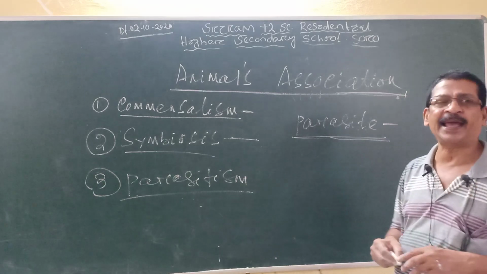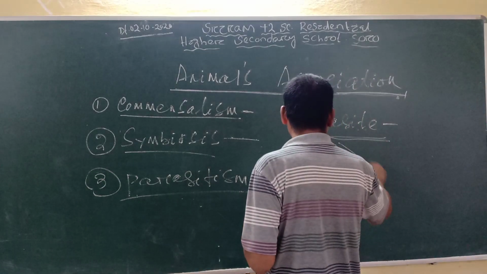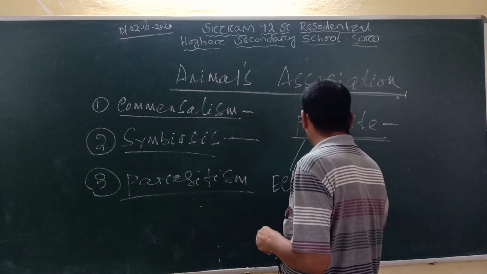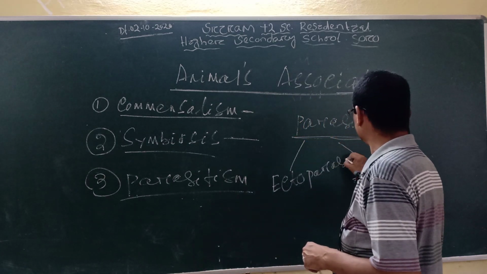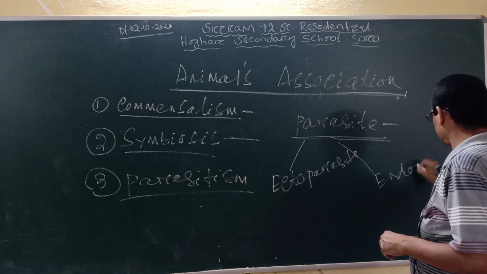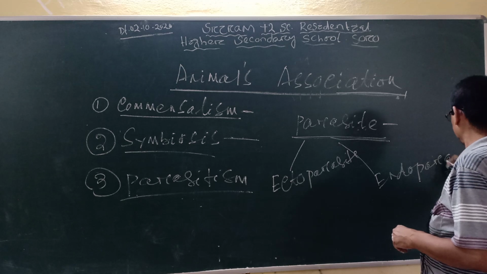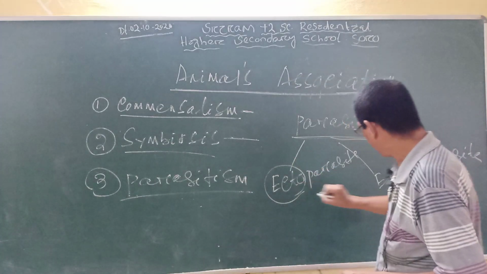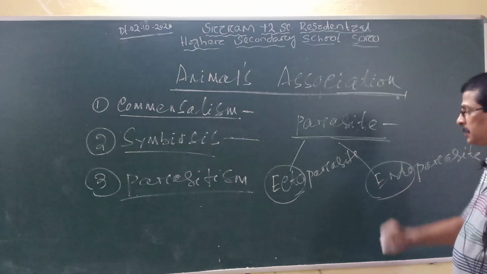And parasites are again of two types: one is ectoparasites, another is endoparasites. I have told you, ecto means outside, endo means inside.